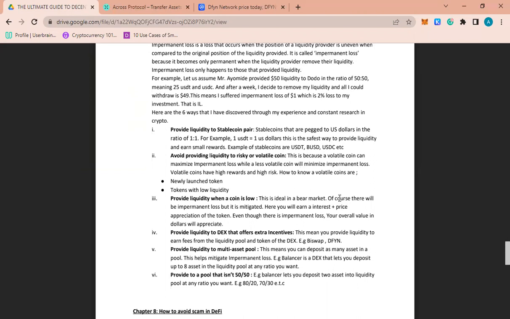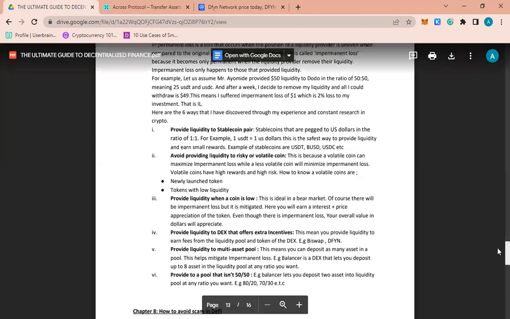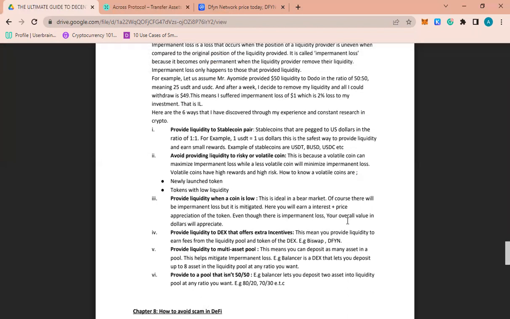The last one is to provide liquidity to a pool that isn't 50-50%, just like Balancer. So instead of you putting $50 BUSD and $50 USDT, you can put $80 BUSD and $20 USDT to help mitigate the impermanent loss. Right, so that is how to mitigate impermanent loss, which is only for liquidity providers. But it is good you know this before you provide liquidity.